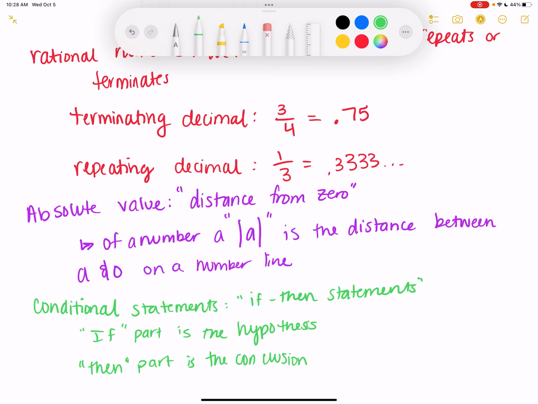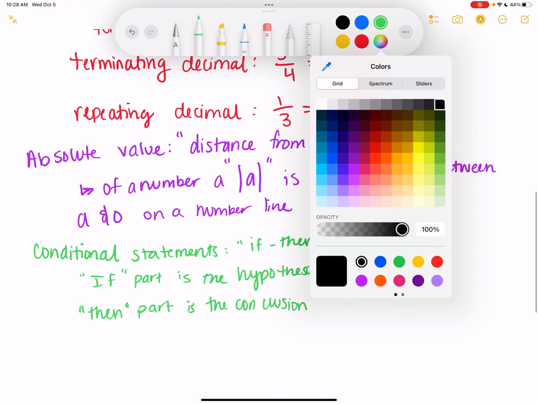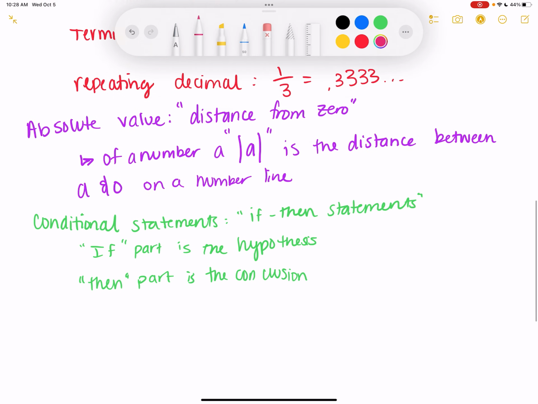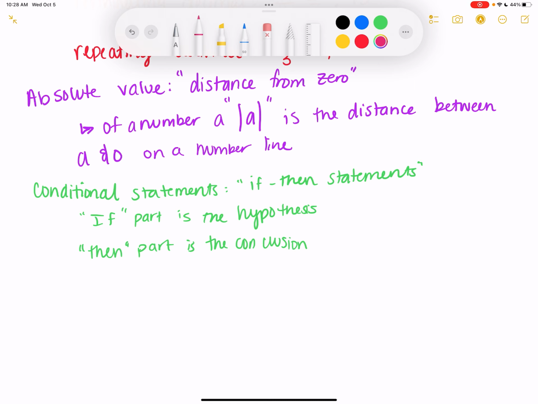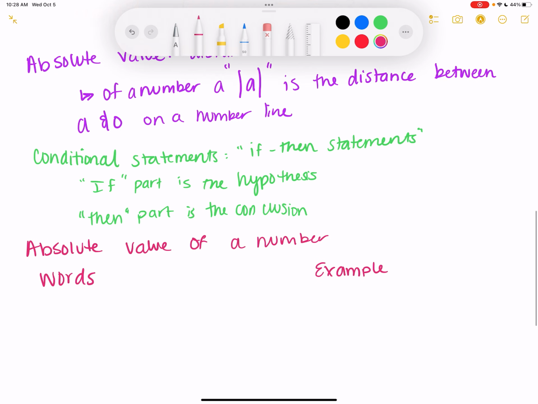Words not working. So I'm going to give you a few conditional statements dealing with absolute value, just to help see some examples of those, and then also just to help along the way. So, absolute value of a number. I'm going to do it first in words, and then I'll do an example to go with it mathematically of what it's talking about.